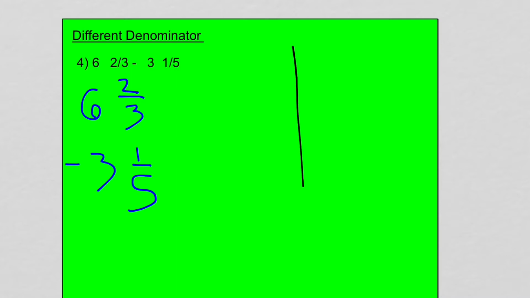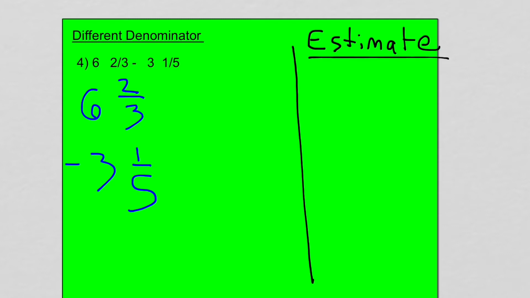So first question we're going to do 6 2/3 subtract 3 1/5. And these have different denominators, so I'm going to put an area over here where first thing I'm going to do is I'm going to do an estimate of my answer. I'm going to estimate by rounding off my fractions.